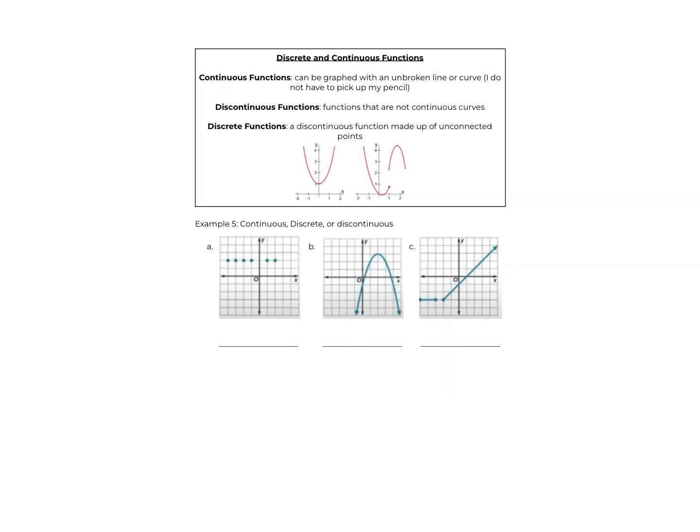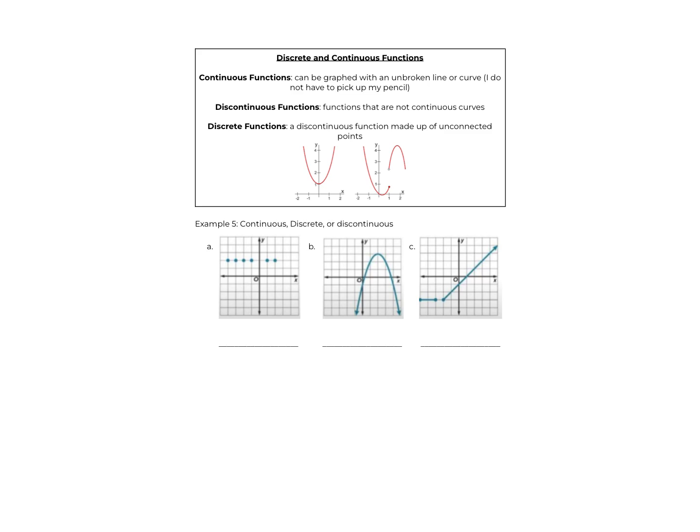All right, last part here, discrete and continuous functions. Continuous functions can be graphed with an unbroken line or a curve. That means you don't have to pick your pencil up as you're drawing it, if you're good. Discontinuous functions are functions that are not continuous curves. And then a discrete function is a discontinuous function made up of unconnected points.